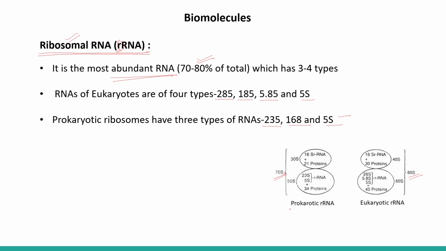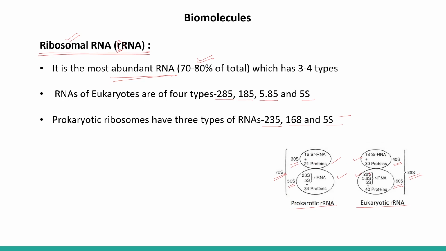And whether it is a prokaryotic or eukaryotic ribosome, they are made up of 2 subunits. But their subunits are not the same. In eukaryotes, 60S is the larger subunit and 40S is the smaller subunit. Now coming to the prokaryote, 50S is the larger subunit and 30S is the smaller subunit. That is why 70S and 80S type of ribosomes are present in prokaryotes and eukaryotes respectively.